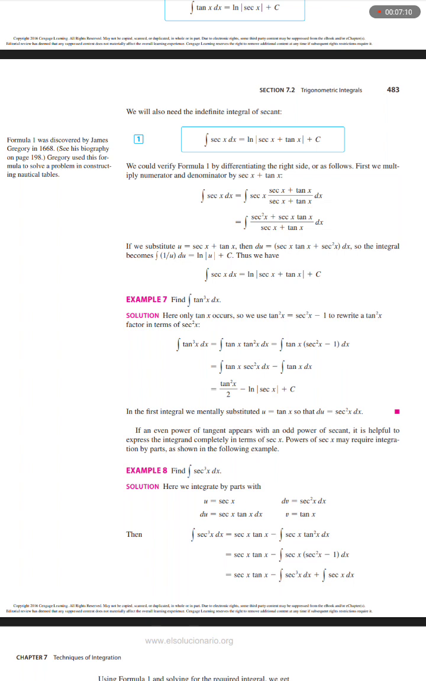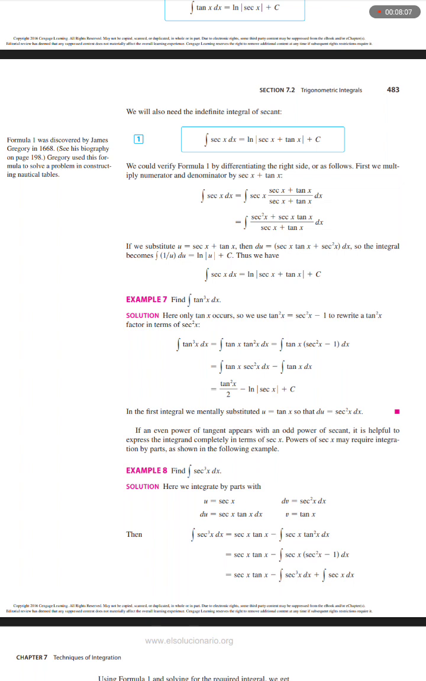Equation 1. The integral of secant x dx equals the natural log of the absolute value of secant x plus tangent x plus C. We could verify Formula 1 by differentiating the right side, or as follows. First, we multiply numerator and denominator by secant x plus tangent x. The integral of secant x dx equals the integral of secant x times (secant x plus tangent x) over (secant x plus tangent x) dx equals the integral of (secant squared x plus secant x tangent x) over (secant x plus tangent x) dx.